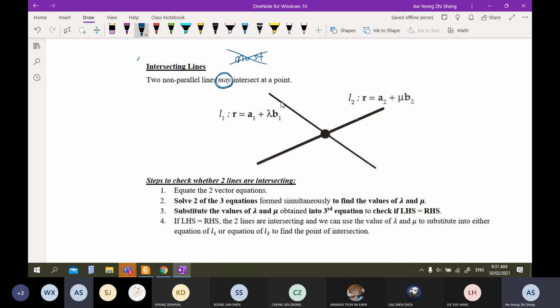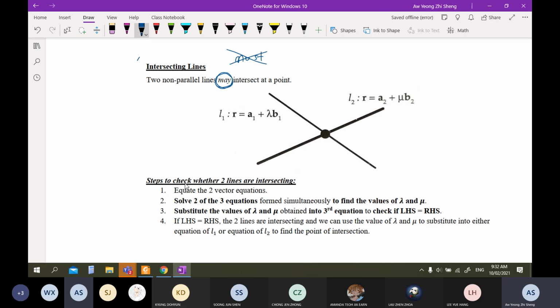Okay. So we need a procedure to check whether two non-parallel lines intersect or not, because it's not a guarantee that they must intersect. You need to be familiar with this procedure of checking whether two lines intersect or not, because it will be asked in the exam. There are many exam questions that ask you to show that two lines do not intersect. Or sometimes they ask you to show that the two lines intersect at a point. So you need to be familiar with this checking procedure.